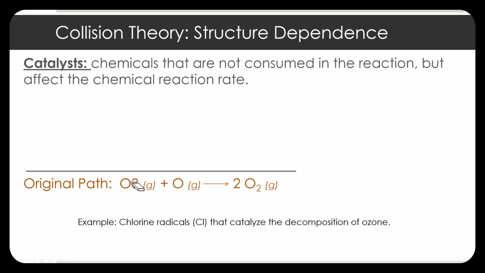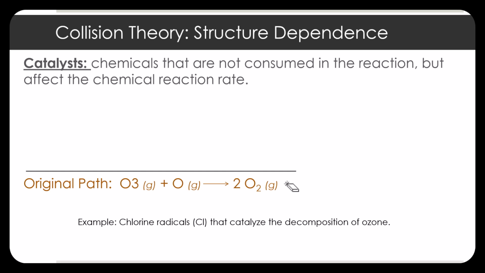Here's the chemical reaction that we're going to look at. Ozone, O3, with the 3 as a subscript, reacts with oxygen to produce 2 moles of oxygen gas. This is the kind of chemical reaction we've looked at for the most part. But as it turns out, chemical reactions don't always exist as just one step.